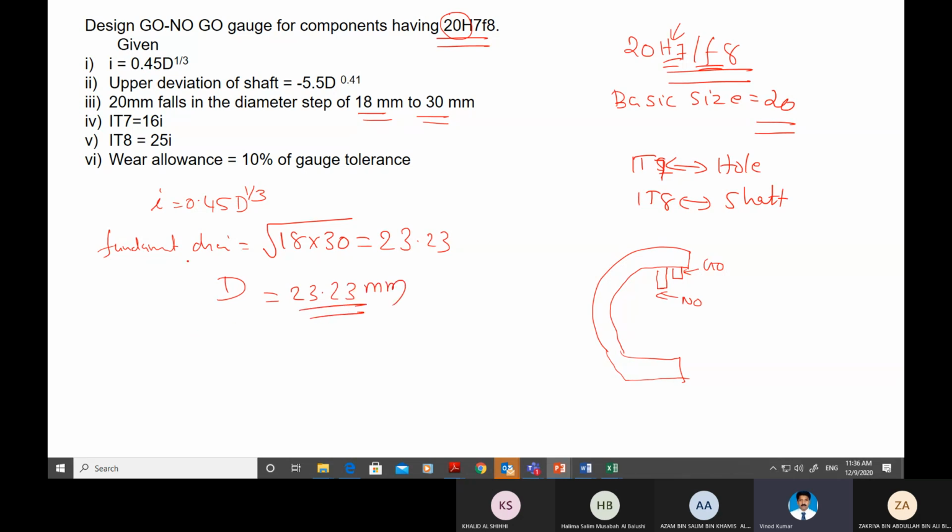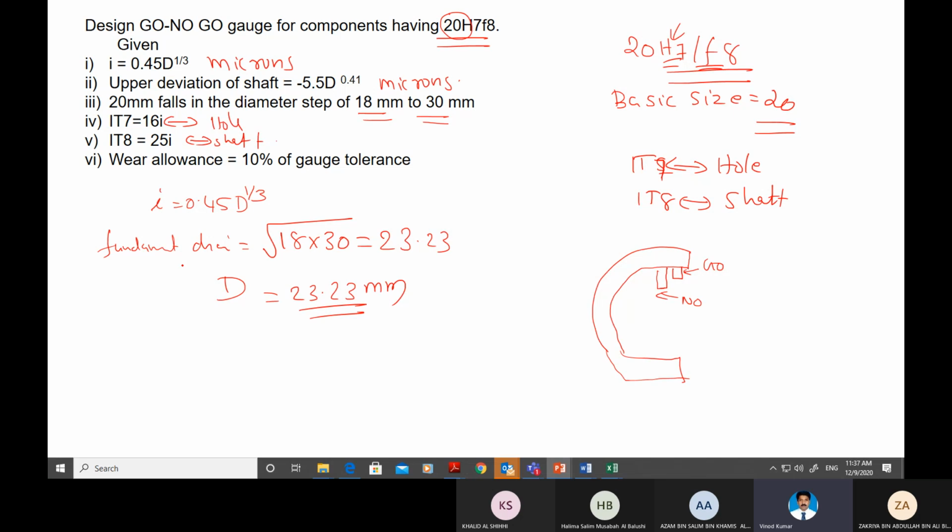Next step is our deviation is given. Remember, these values are in microns. So the I value, see here, IT7. IT7 is for the hole, because H7 is IT7 for the hole, which is 16I. IT8 is for the shaft.